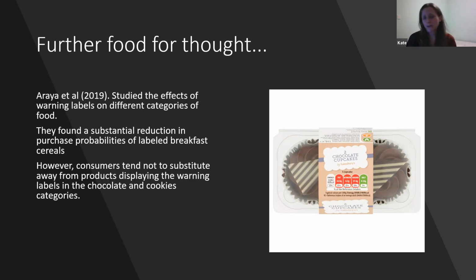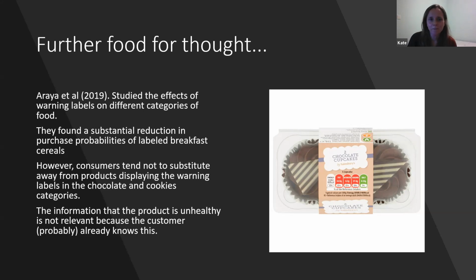However, and perhaps not surprisingly, consumers tend not to substitute away from products that have warning labels if they are products like chocolates and cookies. So I've got the picture of cupcakes on the screen there. It's got three bright red traffic light things staring at you immediately when you pick up the product. But their study found that this kind of labeling didn't make a difference to people's choices when it came to this kind of food. And that kind of makes sense, doesn't it?